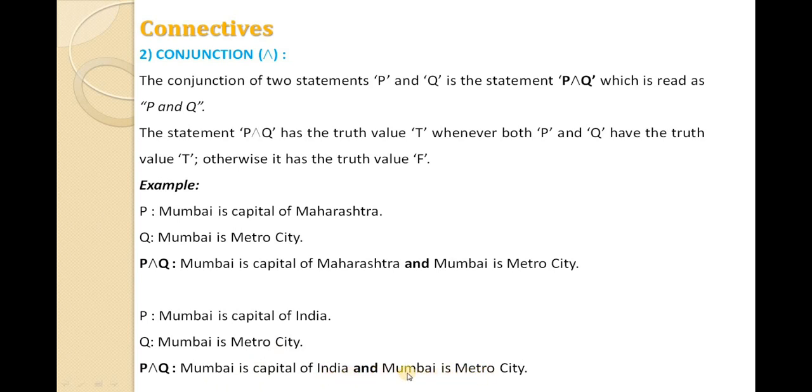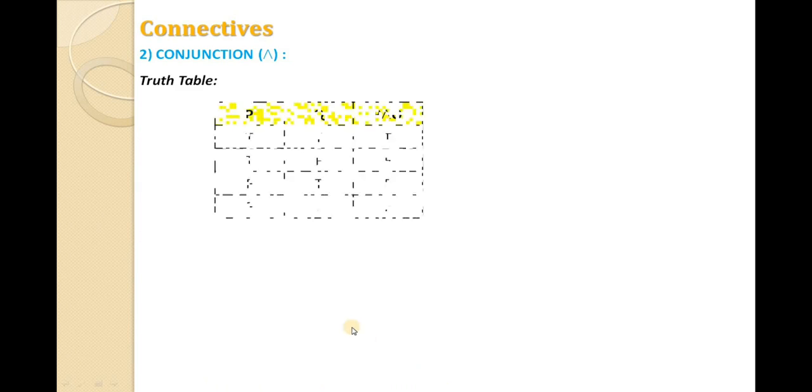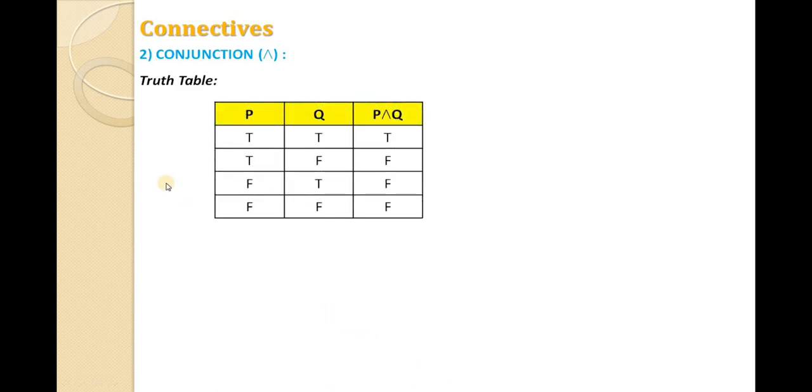In the first, both are true, that's why the final conclusion is true. In the second, one is true but one is false, that's why the final conclusion is false. It is a truth table. P and Q, there are four possibilities. Both may be true. In the second, P is true but Q is false. P is false but Q is true. And in the last, P and Q both are false. The operation P and Q is, if both are true, then the final conclusion is true.